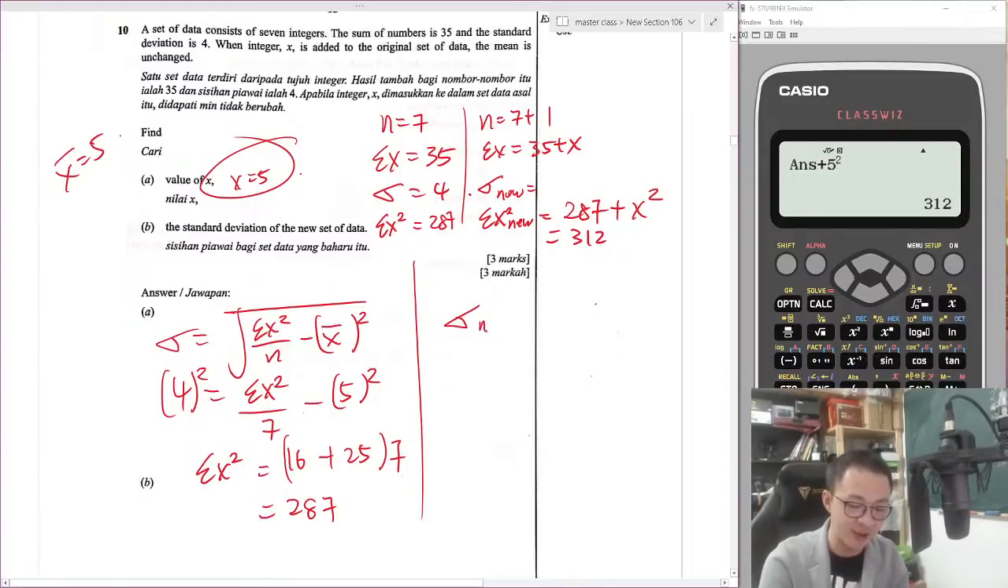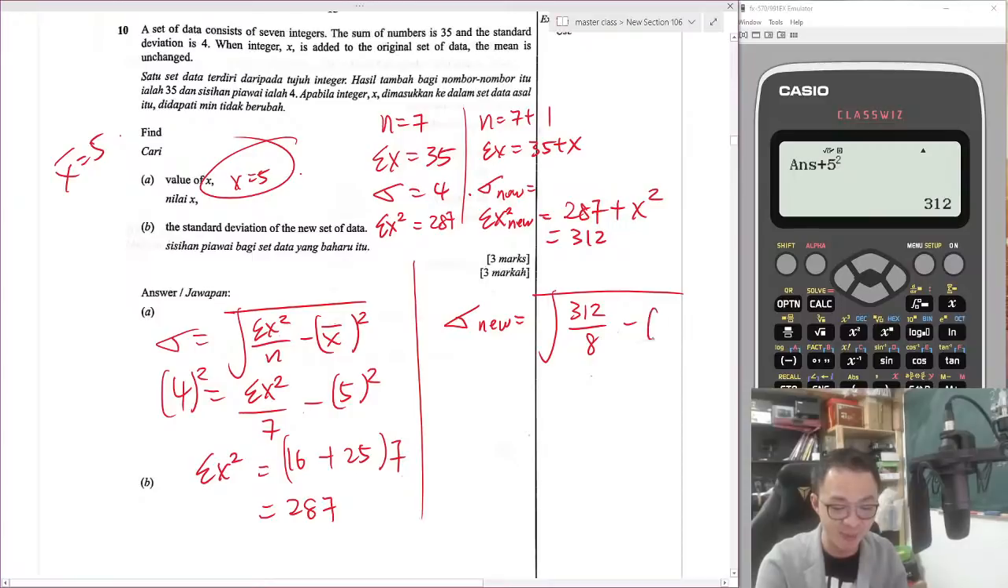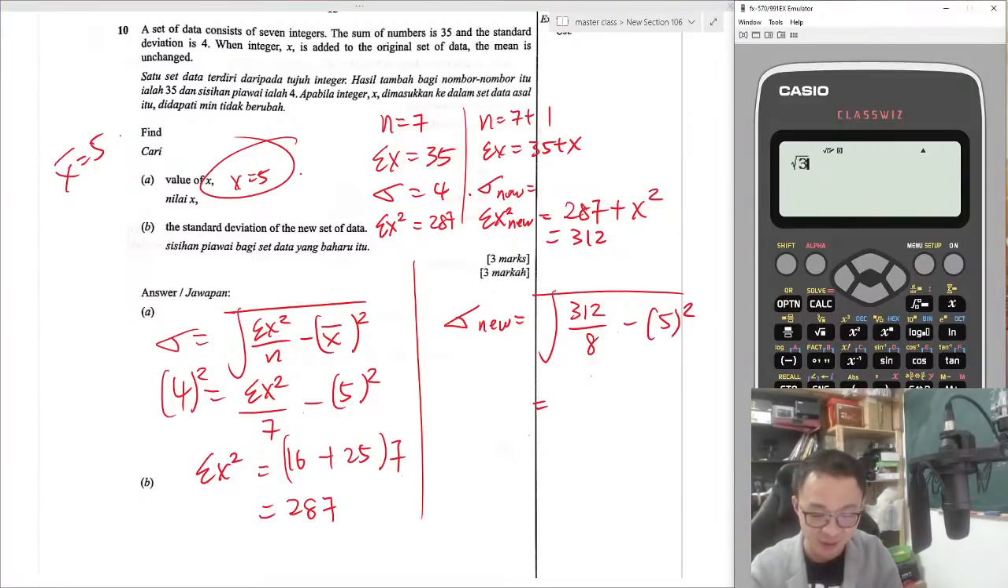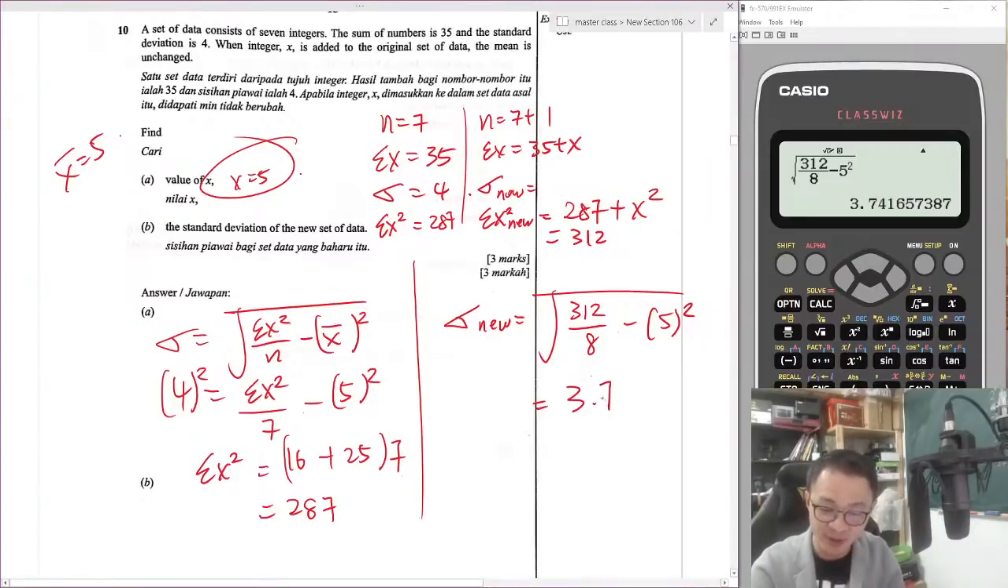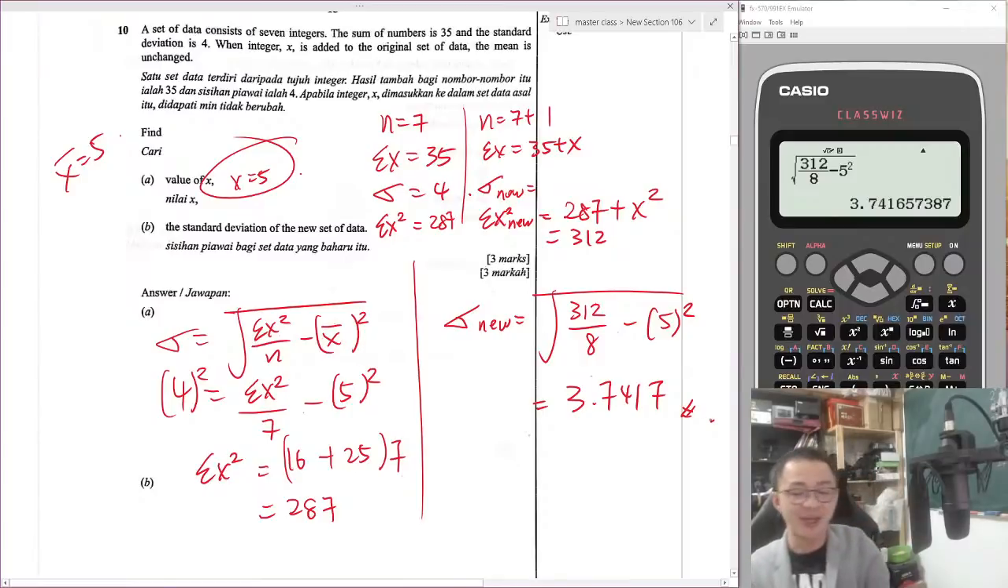So my new standard deviation is square root of sum of x squared divided by n minus mean square. Alright, just type everything into the calculator. Then you should be able to get the answer easily. So yeah, 3.7417. Okay, this is how we solve this kind of questions.